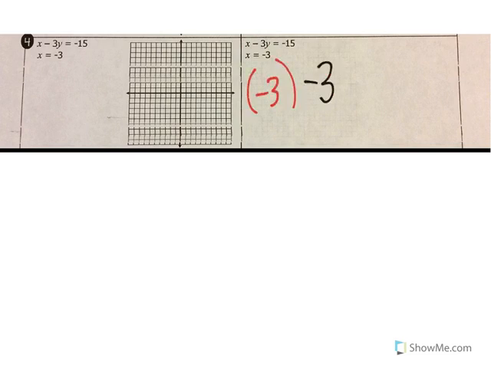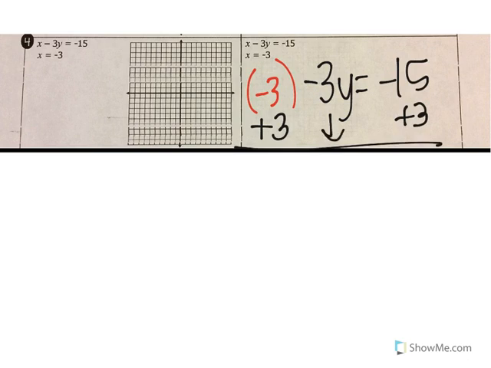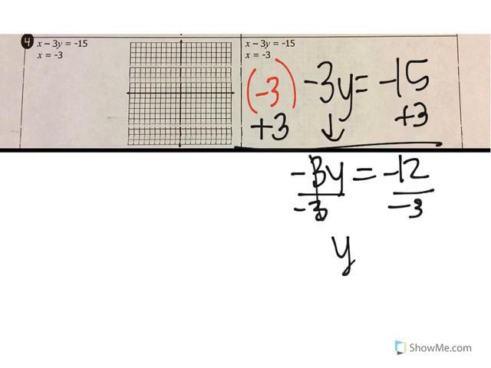And then I do -3y equals -15. And then just solve for y. So I'm going to add 3 to both sides here. I get -3y equals -12. And I'll divide both sides by 3. So y is equal to 4.